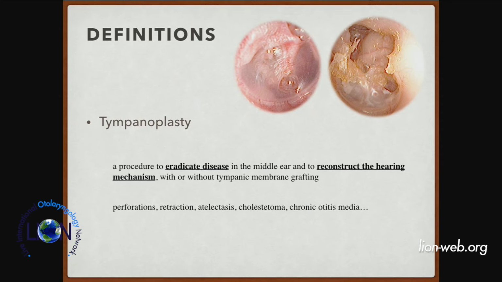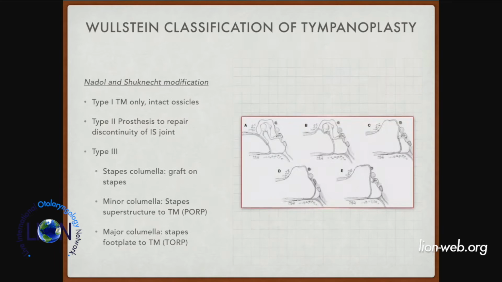So the definition of a tympanoplasty, as you probably know, is a procedure, first of all, to eradicate disease, so we're trying to clear that middle ear. Second on the list of goals is to reconstruct the hearing mechanism, and this could be done with or without tympanic membrane grafting. And we're trying to address a various range of pathologies. It could be done for simple perforations, for retraction pockets, for atelectasis, for cholesteatomas, or for chronic otitis media.